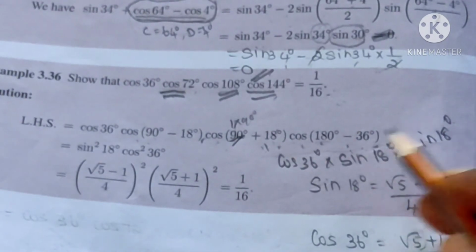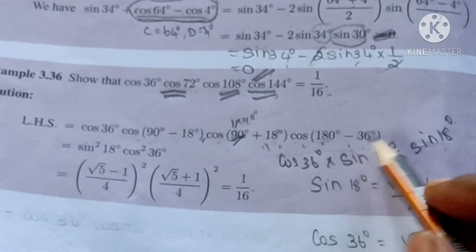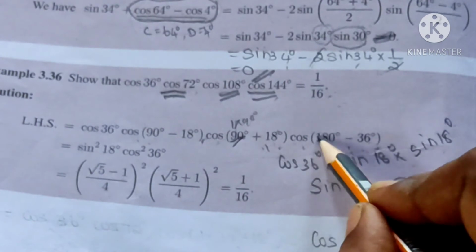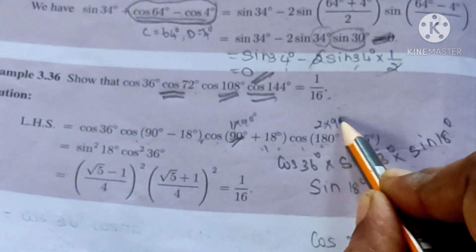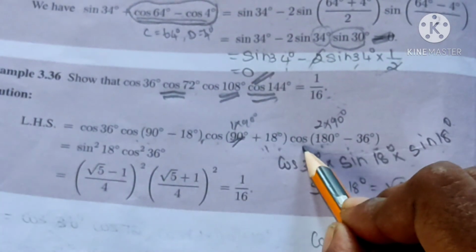Okay, sin 18 degree. Here sin 180 degree minus 36 degree. Here 2 times 90 degree. So this cos is altered. No. Cos is cos. Okay, so here we get cos 36 degree.